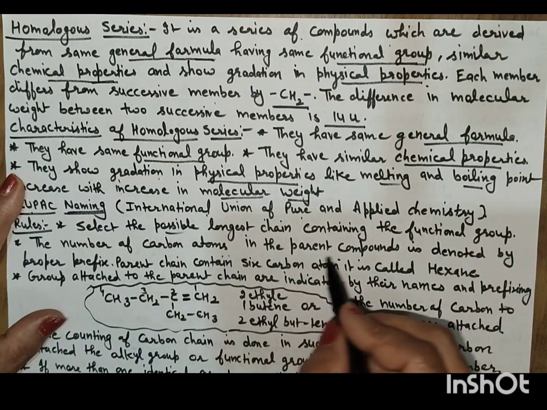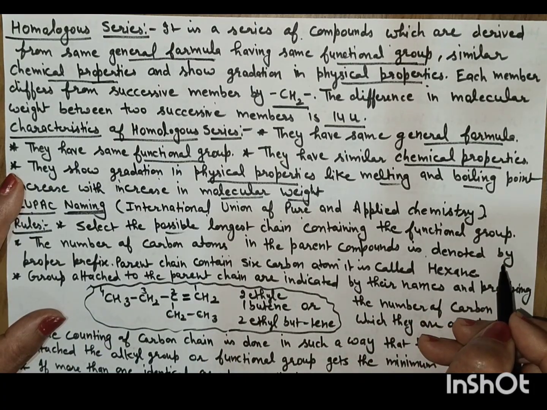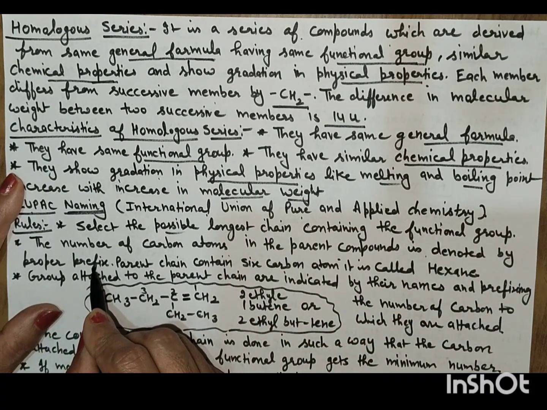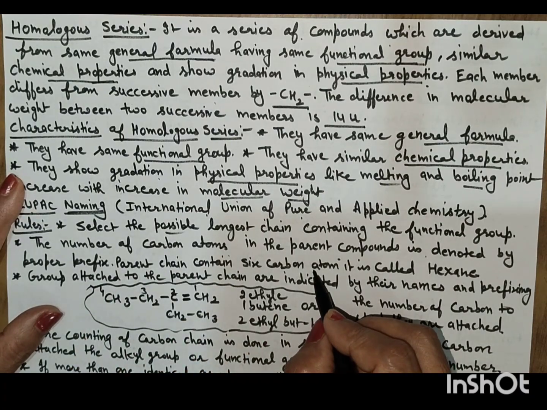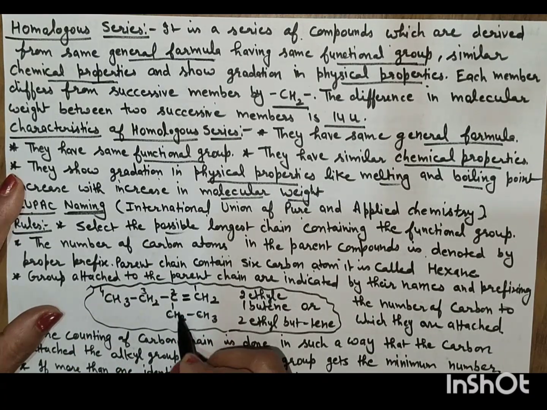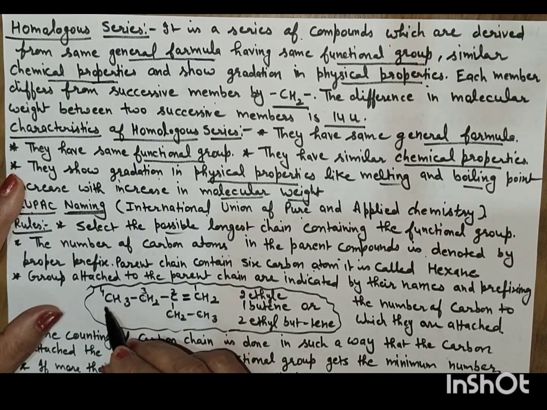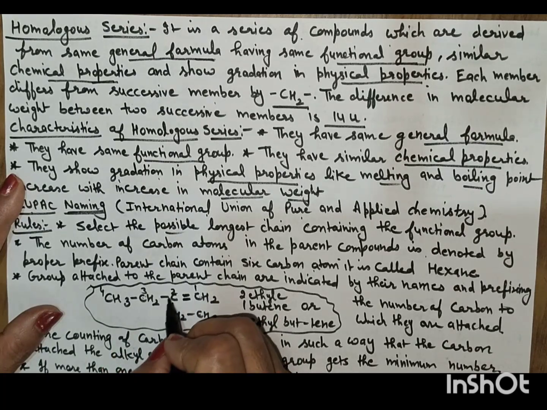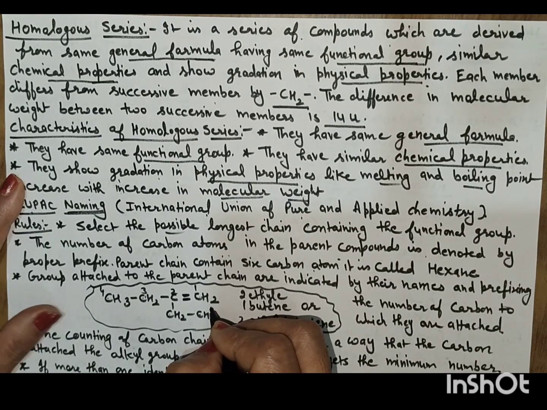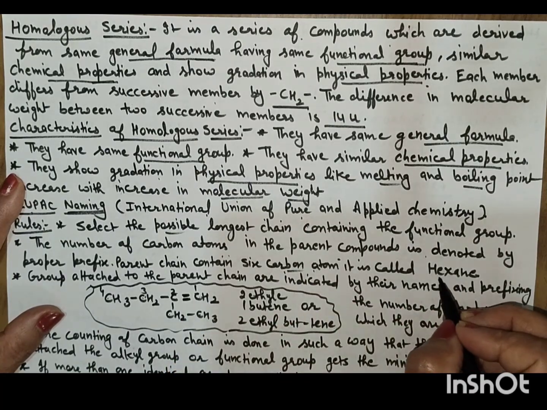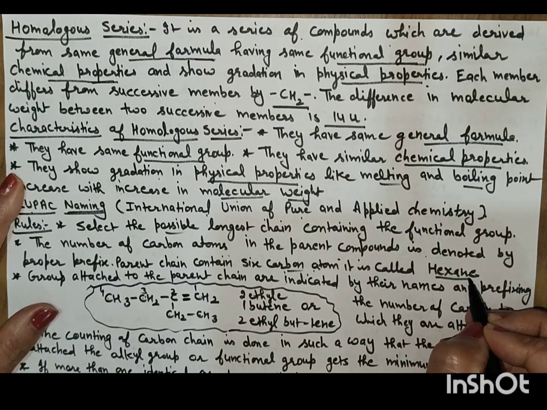The number of carbon atoms in the parent compound is denoted by the proper prefix. Suppose the parent chain contains 6 carbons. If it contains 1, 2, 3, 4 carbons, then it is methane, ethane, propane, butane. But due to the double bond, it is butene. And if 6 carbons are there, then we say hexane.